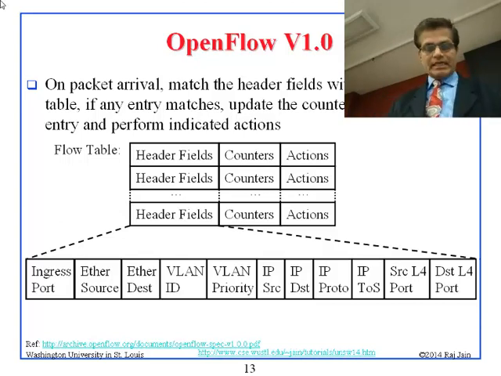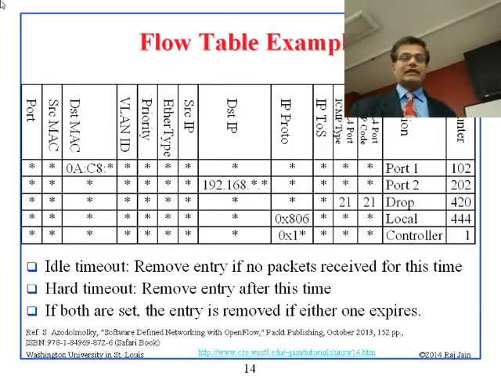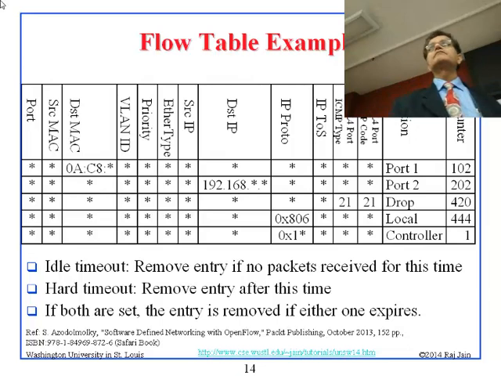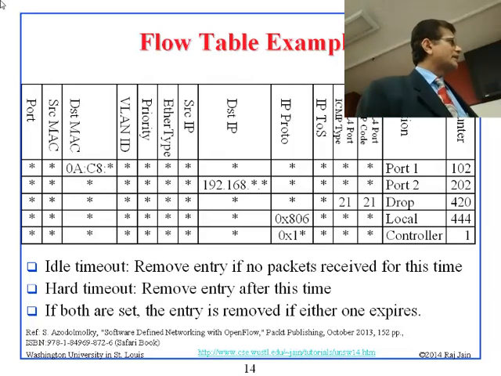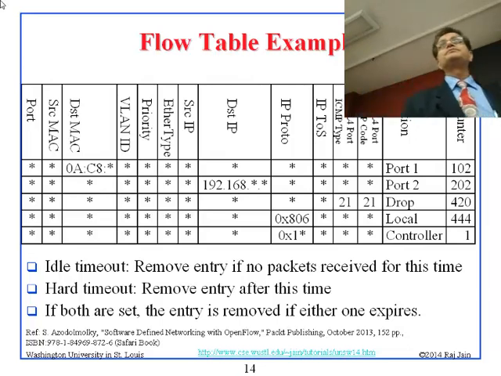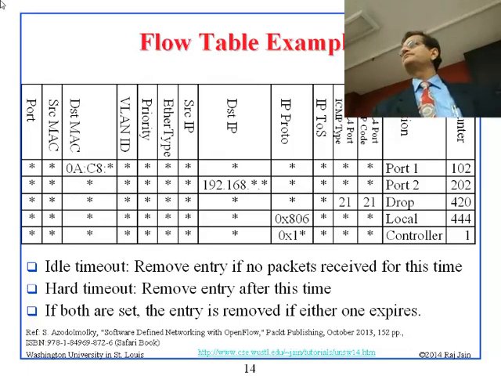Okay? Here is a simple example table. If the port number doesn't matter, basically stop. If the destination MAC address begins with 0A:C8, then you send it to port one. And increment the counter number 102. Counter number 102 will tell you whether it is a packet count or a byte count, right? But you increment the counter 102.